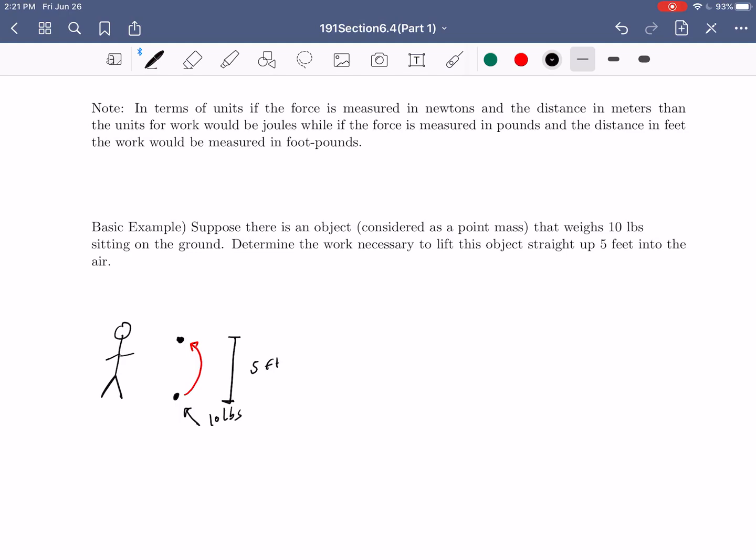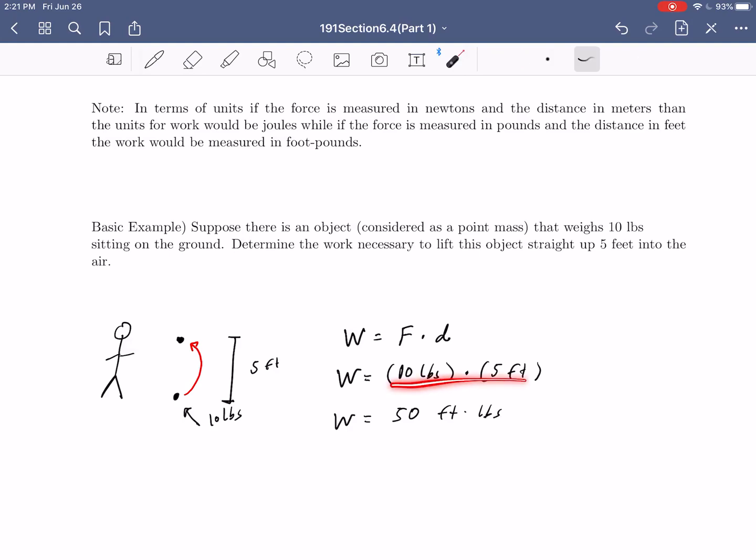So the work here would be very simple. The work would be equal to that force times the distance. So the work here would be equal to the 10 pounds of force necessary, and the entire object needs to go that 5 feet in that direction. So that's 5 feet there. So the work here would be those 50 foot-pounds, just by multiplying that 10 and 5.